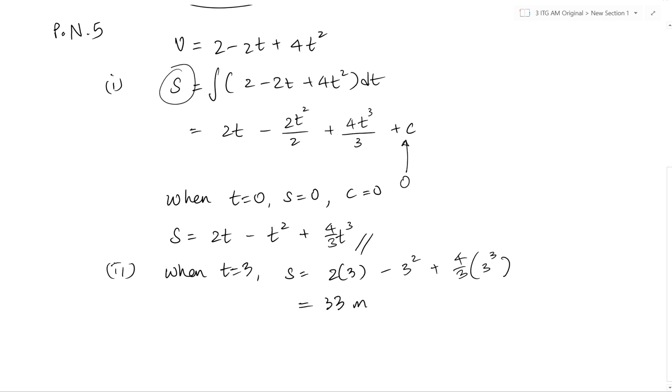And this is positive, which means that it is in a positive direction, whichever it is. If it is defined as to the right, then it is 33 meters to the right. If positive is defined to the left, then it is 33 meters to the left, depending on the question. But since they didn't say it, we will just leave it as positive 33. So now the distance from O is 33 meters.